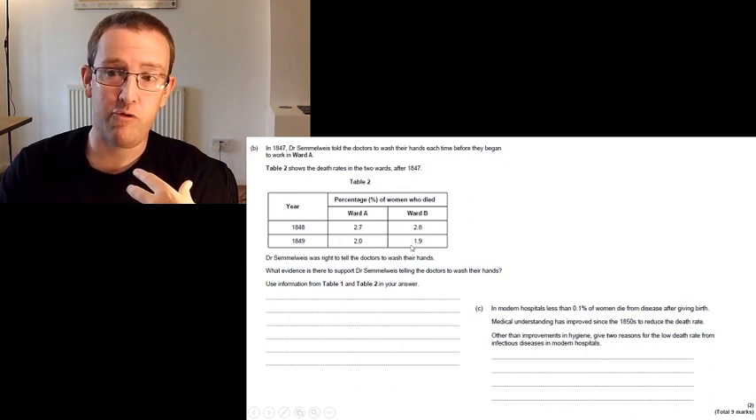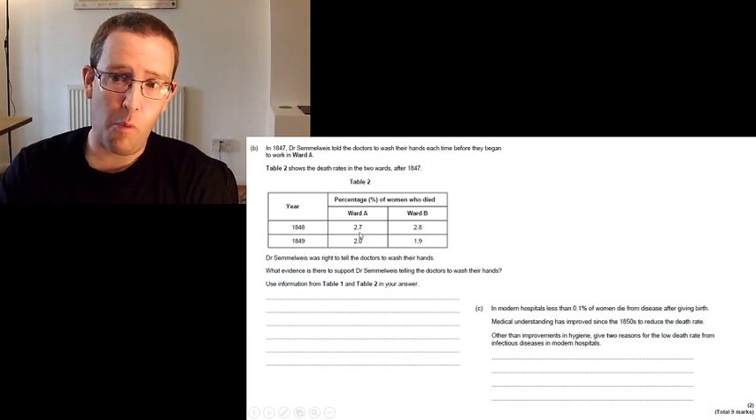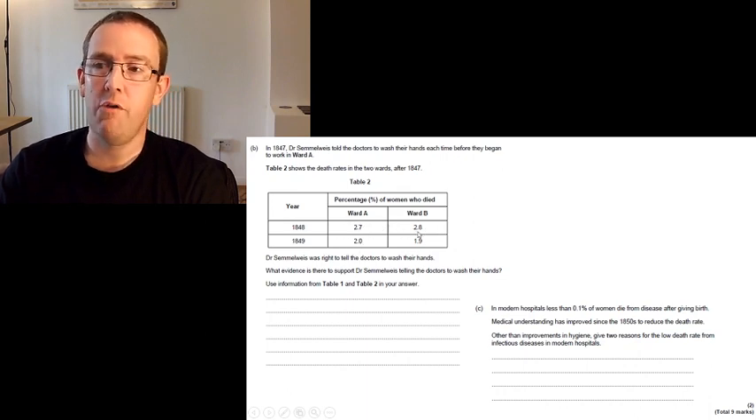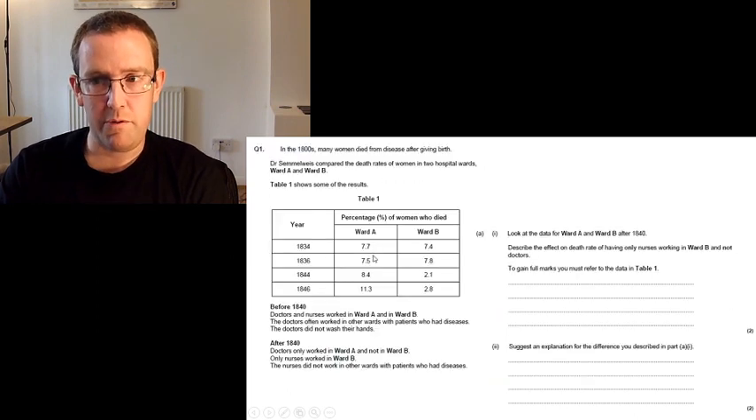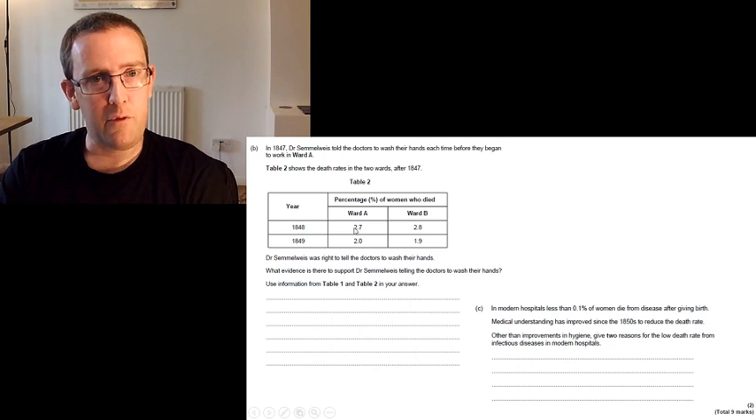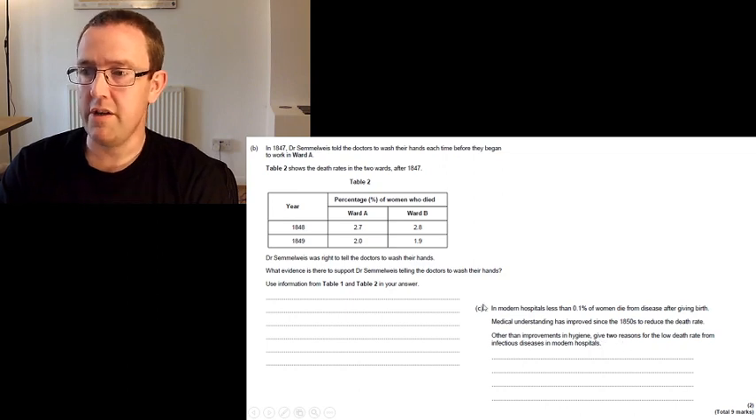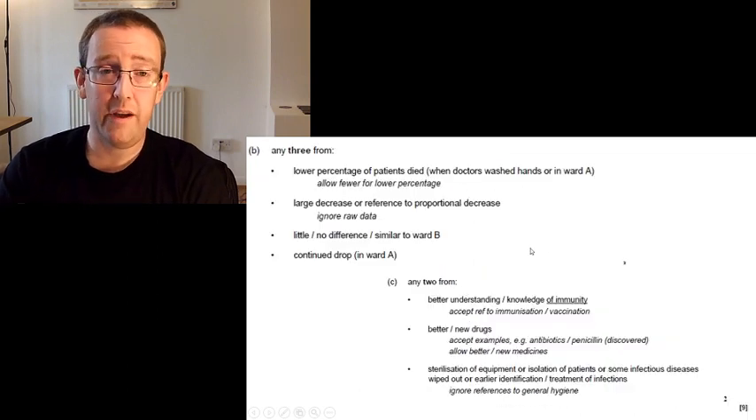Now, the nurses one's still dropping, so the nurses obviously could still benefit from washing their hands, okay? But we've got a drop down in the levels, right? Quote the figures, to roughly the same as the nurses, okay? So the numbers we might quote would be from 11.3% in the doctor-led ward in 1846 to 2.7 in 1848. A drastic improvement. Okay, and the next one here, other than improvements in hygiene, 2 reasons for the low death rate from infectious disease in modern hospitals. Well, here's the mark schemes.